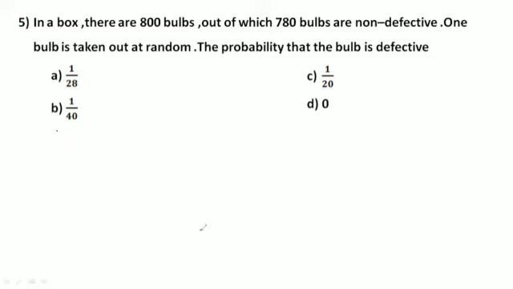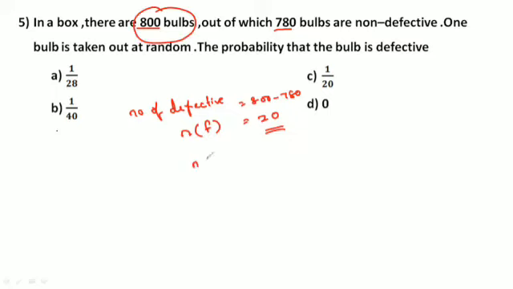First of all, children, we need to find the total defective bulbs. So here out of 800, 780 bulbs are non-defective, isn't it? Very good. So the number of defective bulbs is equal to 800 minus 780, which is equal to 20. So 20 bulbs are defective, children. Got it? So this would be the favorable outcomes, isn't it? And we know the total number of outcomes is 800. Got it? Now very simple, children.